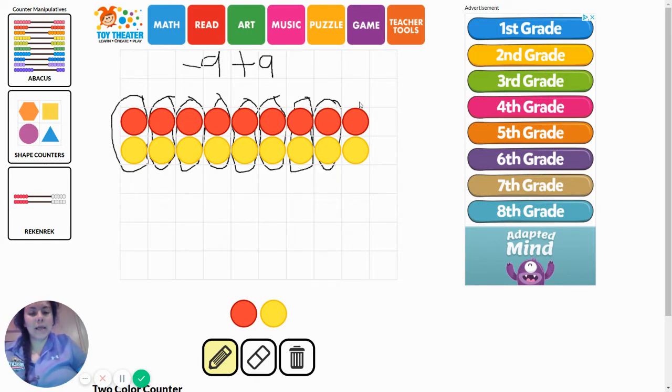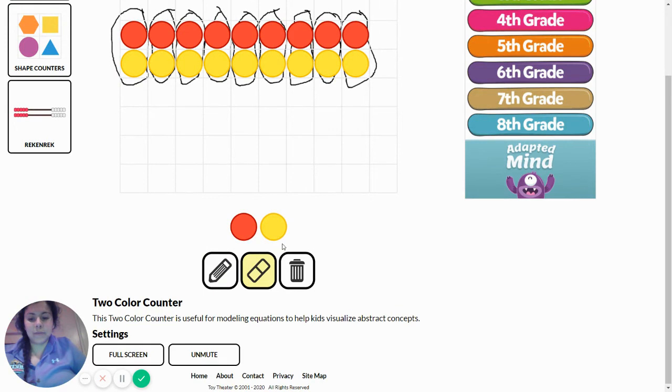So in this case, I had 9 negatives and I had 9 positives. So that means that I have nothing left. So my answer has to be 0, because I grouped all these together in zero pairs. So that means that I have nothing remaining. So my answer is 0. Let's try another one.